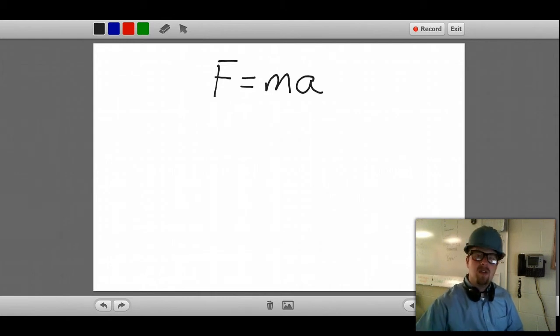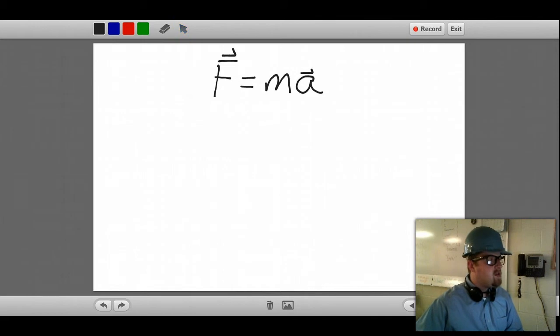So what we're going to do today is take Newton's second law, and I should probably put the little arrows above the force and the acceleration to indicate that these are vectors. But we're going to present Newton's second law in terms of momentum.